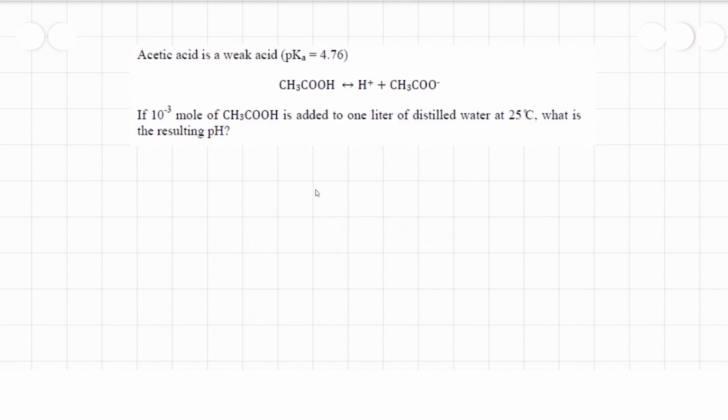Acetic acid is a weak acid. The pKa is equal to 4.26. If 10 to the power minus 3 moles of acetic acid is added to 1 liter of distilled water at 25 degrees centigrade, what is the resulting pH? First, let's write the equation: CH3COOH in equilibrium with the hydrogen ions and the acetate ions.